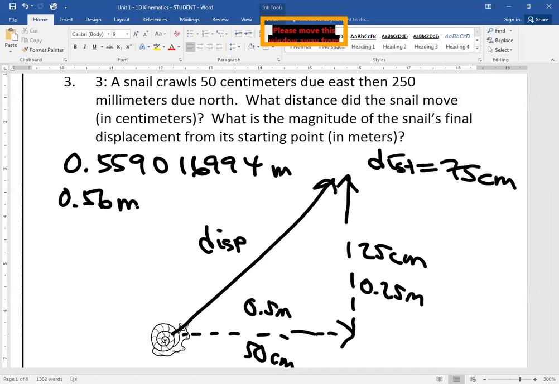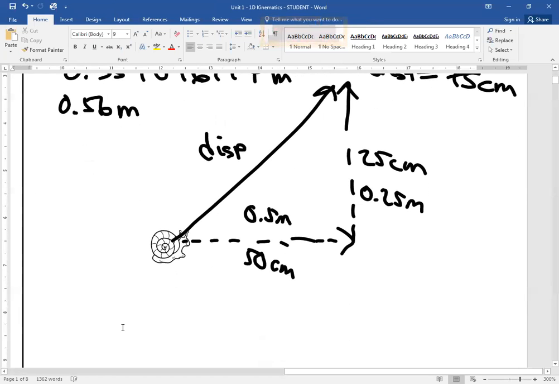Okay, great. So notice I'm not giving the direction here. I'm just giving the magnitude because that's what they asked me for, right? The magnitude is 0.56 meters. So if I just ask for the displacement, I would argue that 0.56 meters is not the best answer.